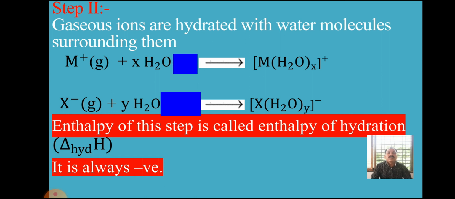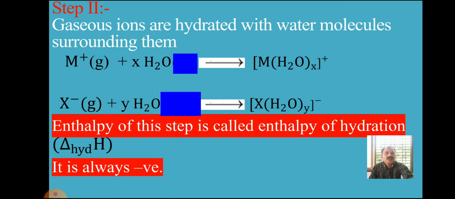In the second example, anions in gaseous state, when also hydrated with water molecules, that is Y number of water molecules in gaseous state, form X(H2O)Y, and its charge is minus. The enthalpy of this step is called enthalpy of hydration. It is denoted by delta hyd H, and the enthalpy of hydration is always negative.